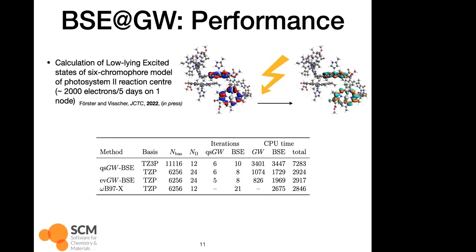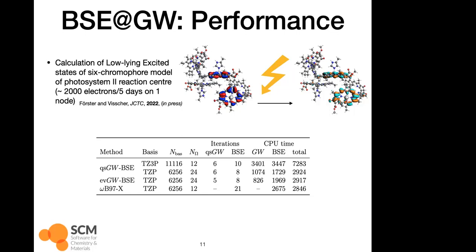All right, and finally, before that, a little bit about the performance. So as Fedor mentioned in the beginning, one of the main points of our implementation is that we try to be fast. And GW is slower than DFT, and BSE is also slower than TDDFT when you work with GGAs. When you work with hybrids, it's actually not that much slower. It's more or less the same speed.